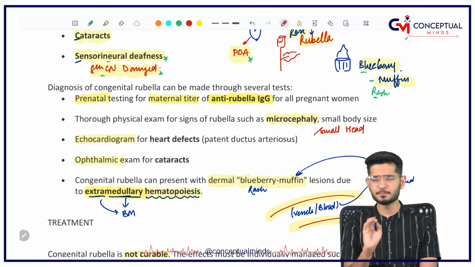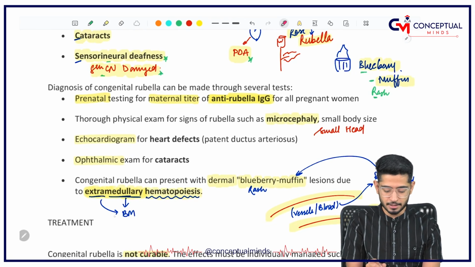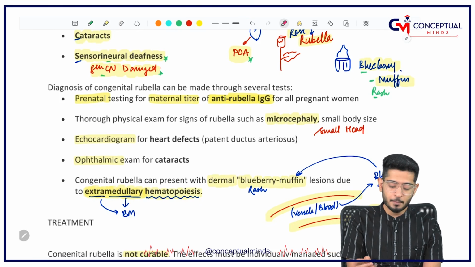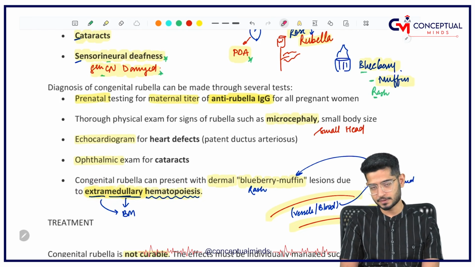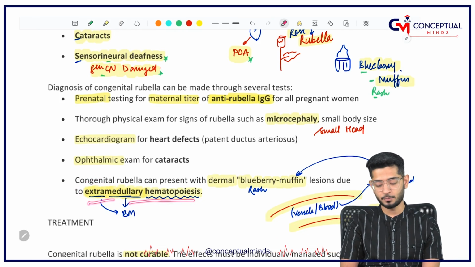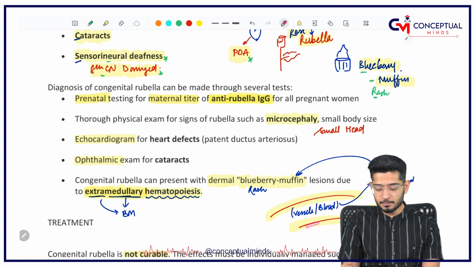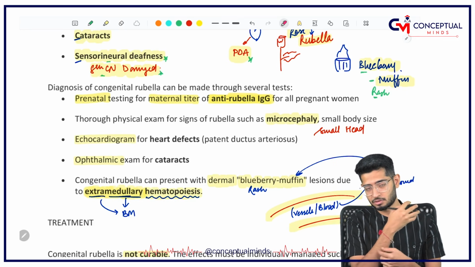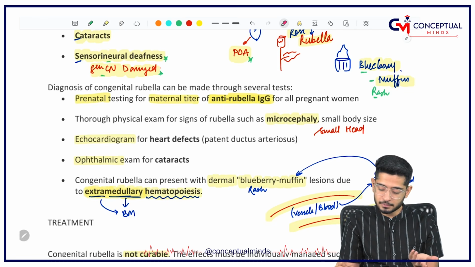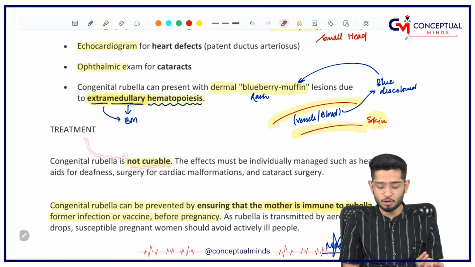Why? Because normally the blood is formed in the bone marrow. That is called medullary hematopoiesis. But in patients of rubella, extramedullary hematopoiesis happens. So see, the vessels, the blood, right? They will come in the skin also, the dermis also. In the dermis, the blood will start to get formed, and definitely there will be bluish discoloration, which you label as blueberry muffin rash. Treatment, please remember, rubella is not curable.